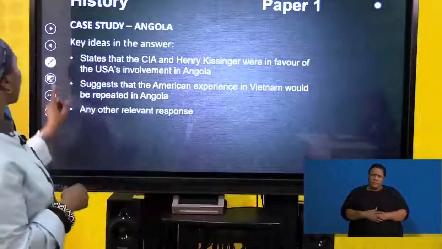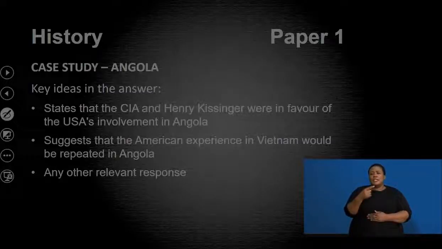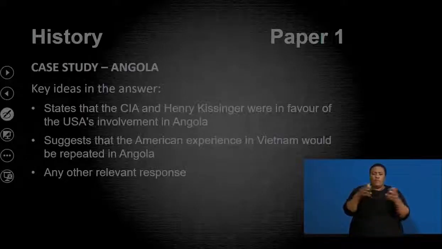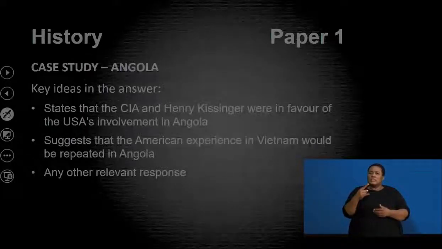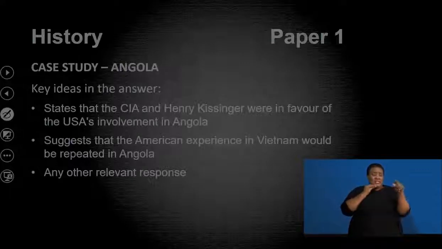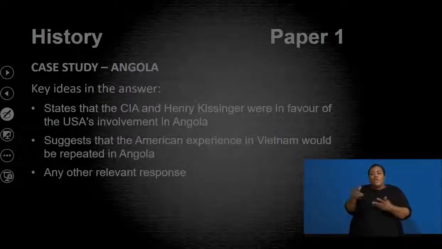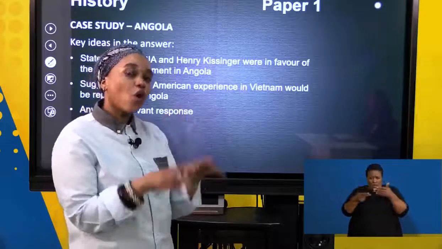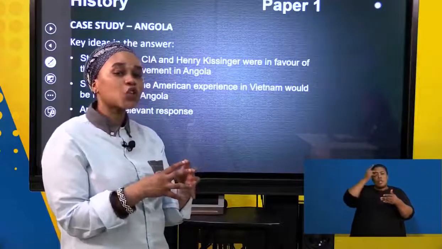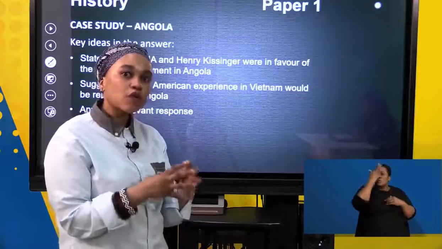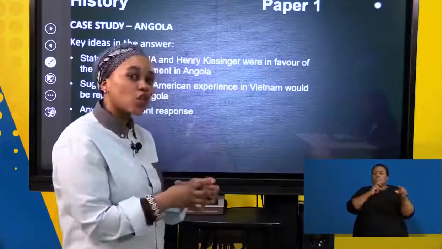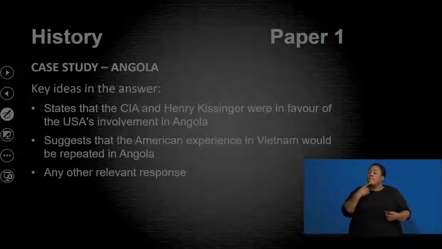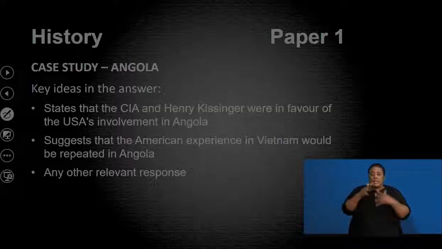So let's carry on. It states that the CIA and Henry Kissinger were in favor of the USA's involvement in Angola. It suggests that the American experience in Vietnam would be repeated in Angola. Now, guys, remember, I told you when I circled or underlined those words in the actual cartoon that you have to know or have prior knowledge of the Vietnam War to understand why the cartoonist would have used that word in a situation in Angola. So as you can see in this response here, it suggests that the American experience in Vietnam would be repeated in Angola.